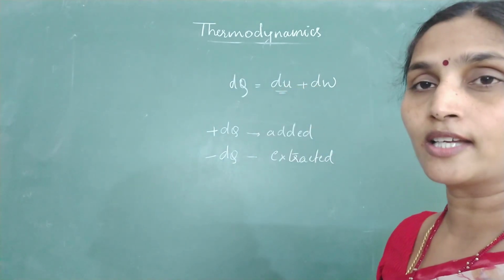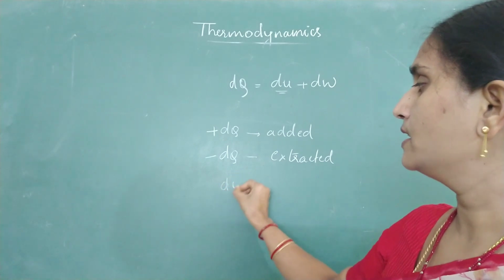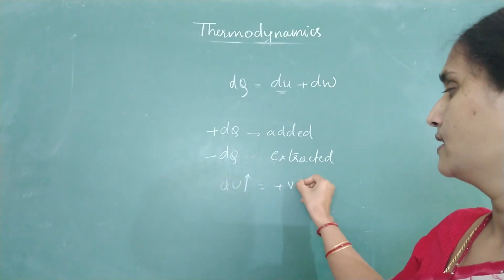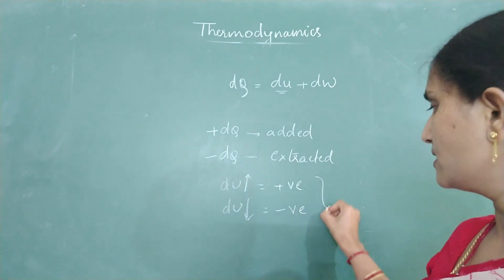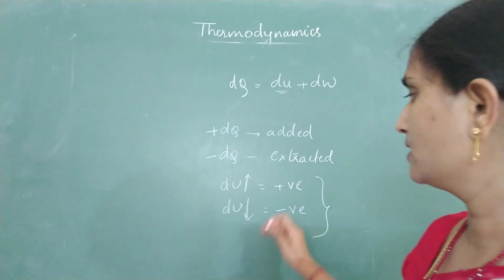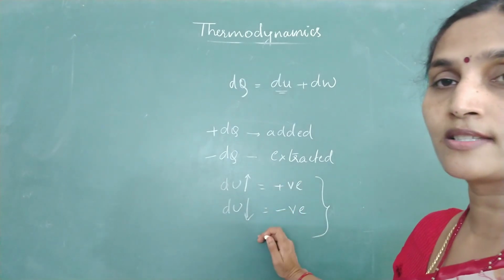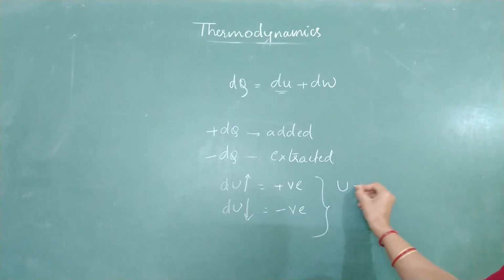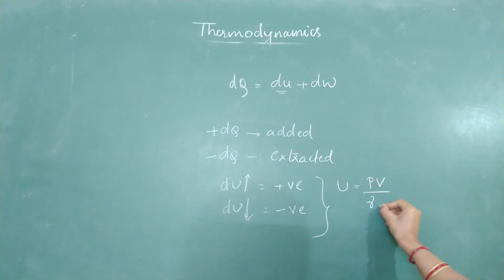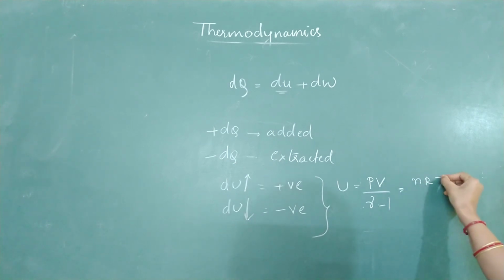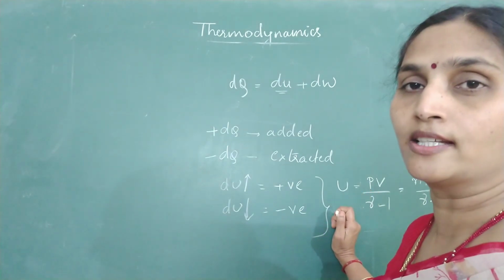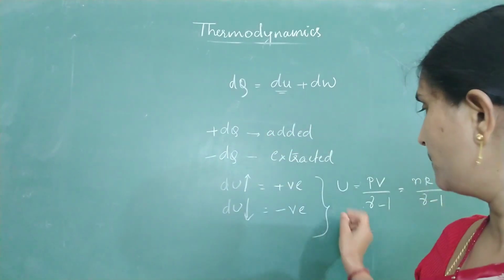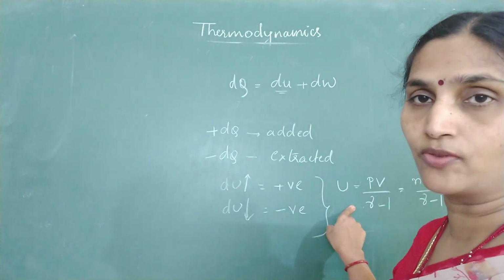What is the sign convention for internal energy? Increase in internal energy is positive, decrease of internal energy is taken as negative. While studying internal energy, remember the points. How did we define internal energy? It is the inherent energy possessed by the system. You can express it as PV by gamma minus 1, or nRT divided by gamma minus 1. And internal energy is a state function. Change in internal energy only depends on its initial and final state, not on the path followed.